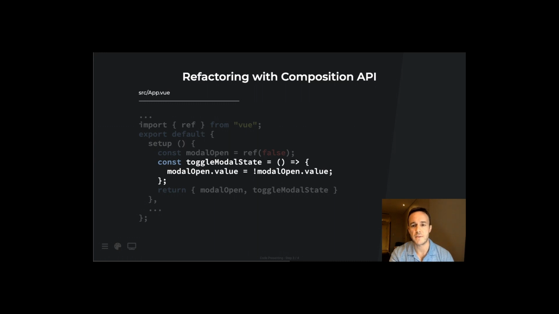Now the toggle modal state method, this is just a plain JavaScript function. Just note though that to change the value of modal open, we need to change a subproperty value. That's because reactive variables created using ref are wrapped in objects in order to retain their reactivity as they're passed around. Finally, we'll return modal open and toggle modal state from this setup method. And what that does is make them accessible to the template when it's rendered.